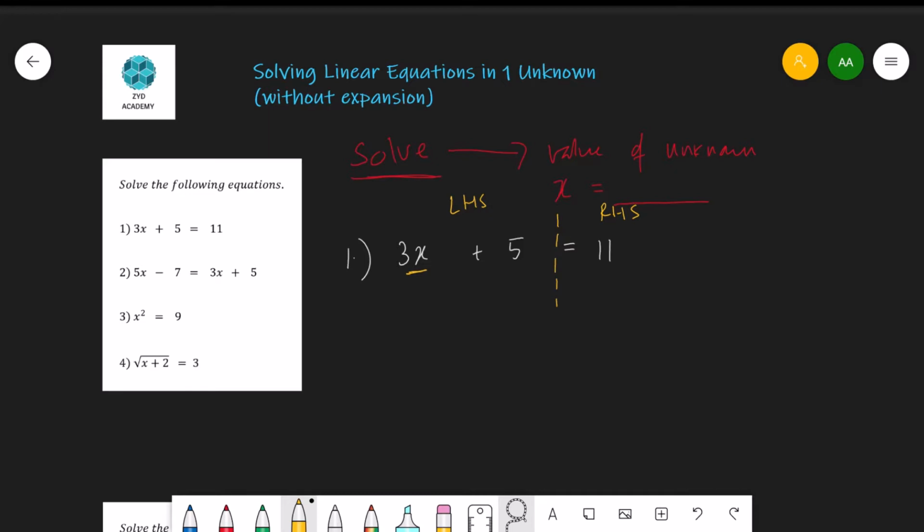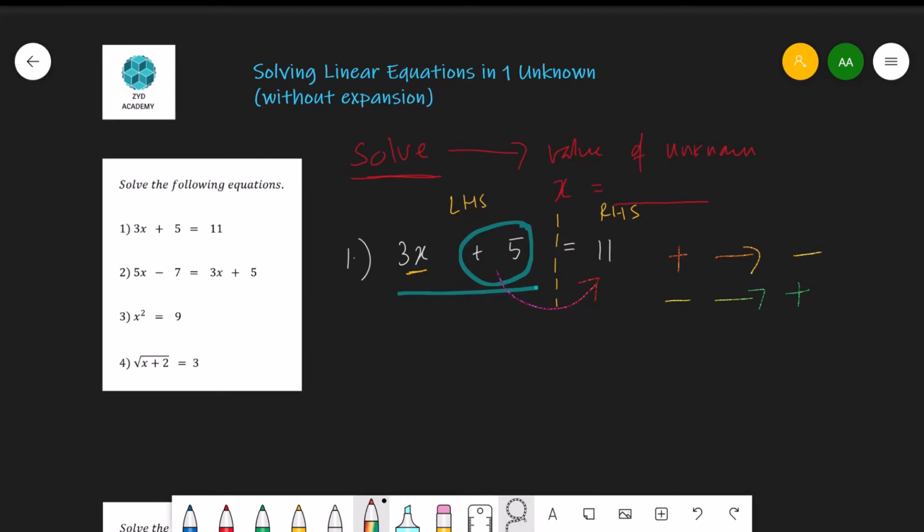In this case, our unknown is on the left hand side. So what we do not want is this plus 5. What you do with this plus 5 is we transfer it to the right hand side. And what happens when you transfer anything to the right hand side or over to the left hand side? Your plus sign will change to negative, or if you have a negative sign, it changes to positive.